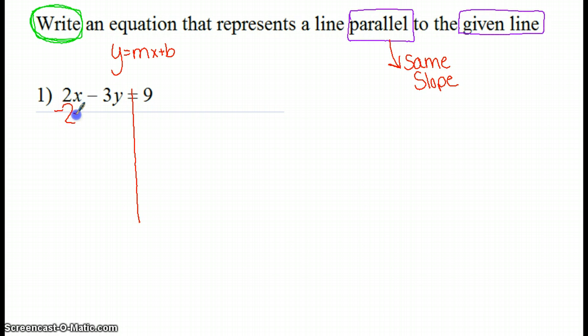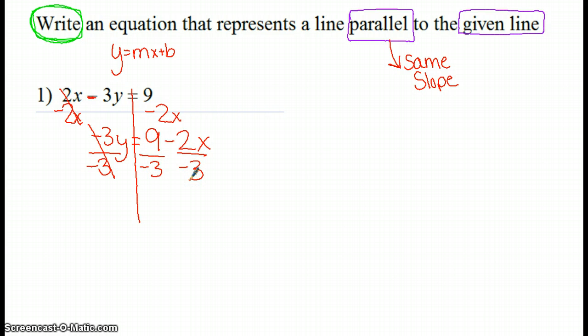We're going to take 2 x's away from each side. This negative comes with the 3y. And remember, 9 and 2x are not like terms, so we can't combine them. We just have to write them as 9 minus 2x. Then I'm going to divide both sides by -3. And when I divide by -3, I have to divide every term.